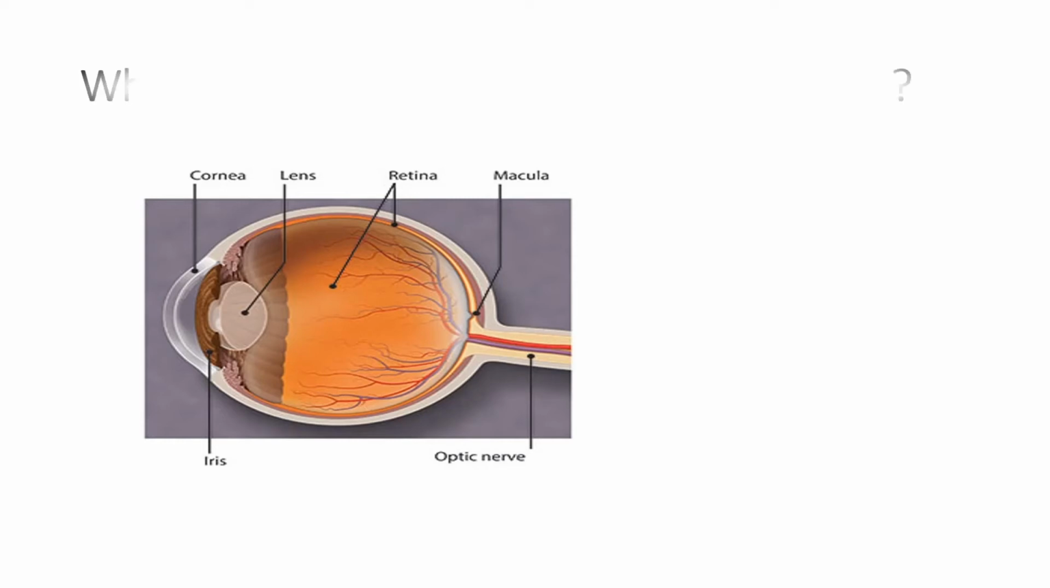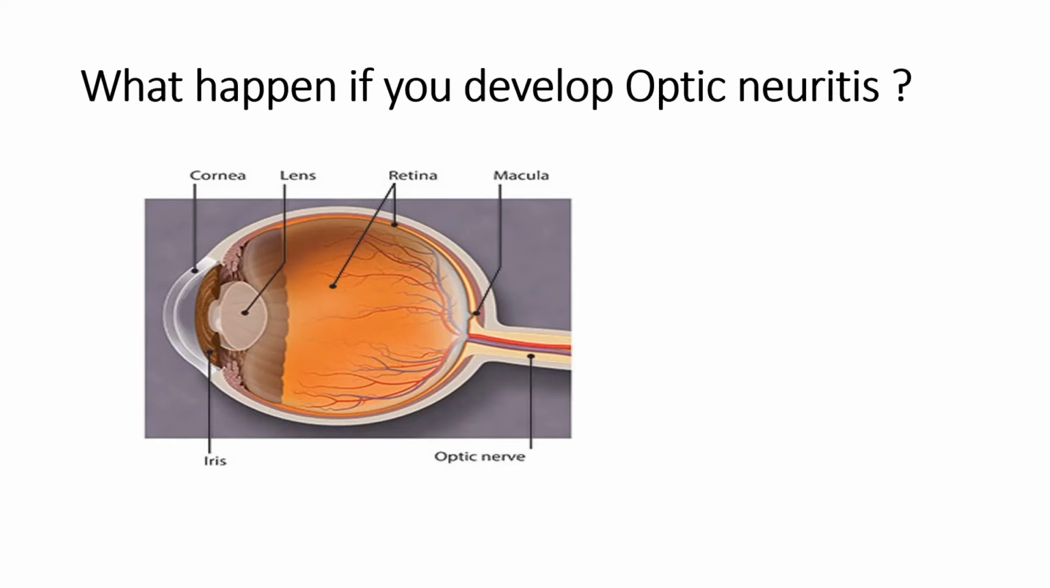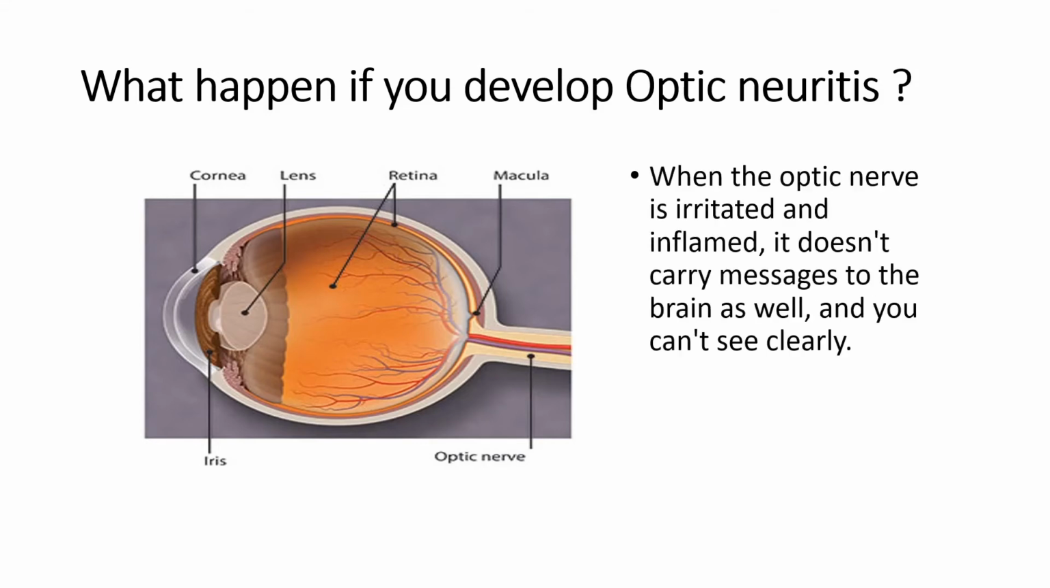And what happens if you develop optic neuritis? Well, the optic nerve is irritated and inflamed. It doesn't carry messages to your brain as well, and you can't see clearly.